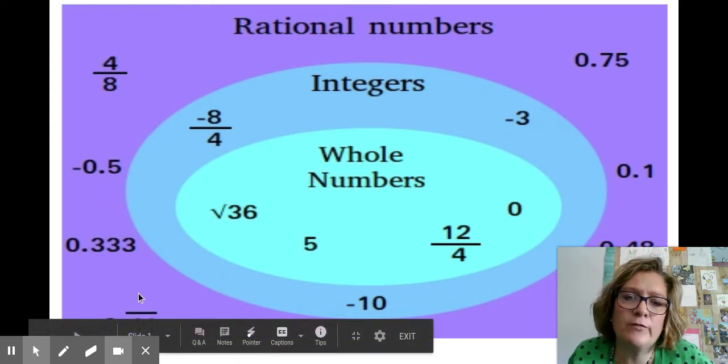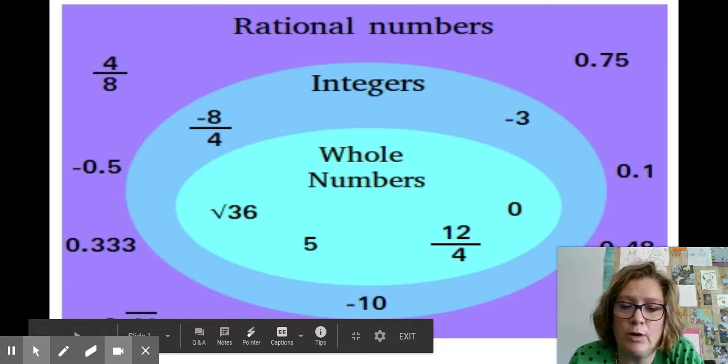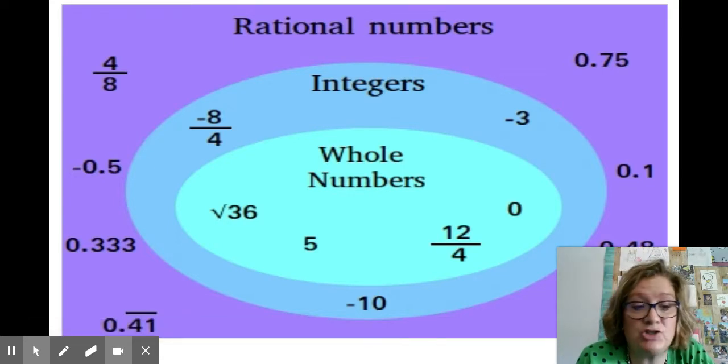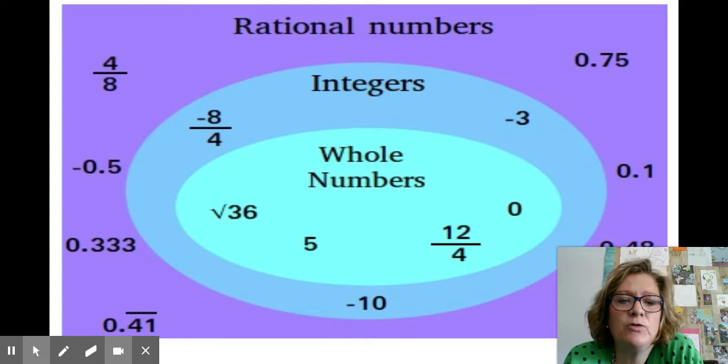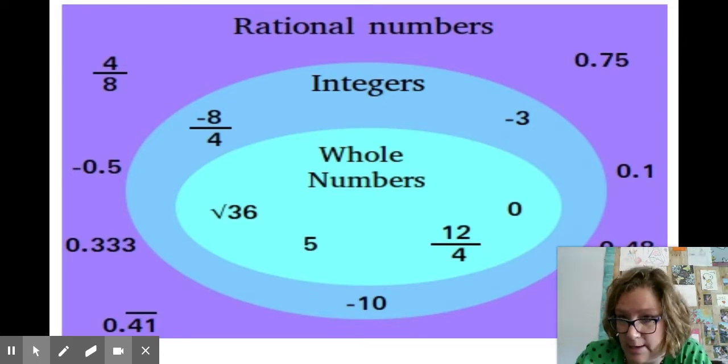I just want to go over with you something that has a lot to do with the numbers we've been working with lately, which is what rational numbers are. If you look at this visual in front of you here, it kind of helps give you the idea of just what type of numbers would be considered rational numbers. Rational numbers are basically any number that can be written as a fraction. That means with a numerator and a denominator.